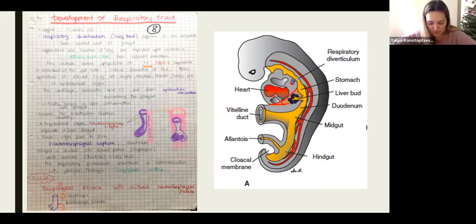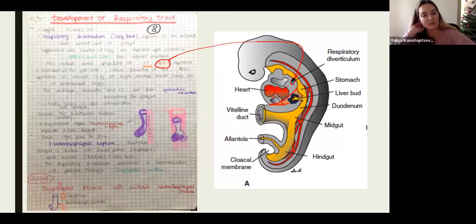The question that they usually ask is why here? Because the rest of the gut tube is also endoderm. Midgut is also endoderm, and so is hindgut. So why does the respiratory diverticulum, the lung bud, develop from the foregut specifically? TBX4 is expressed here. This is a transcription factor which is responsible for the respiratory diverticulum. So specifically here, TBX4 is expressed, and because of this TBX4, the entire respiratory system will be arising from that part of the endoderm of the foregut.